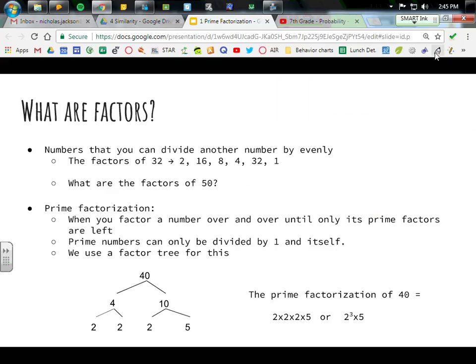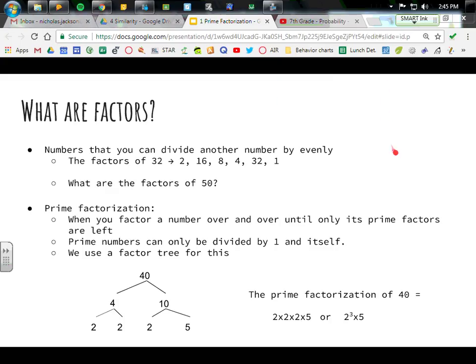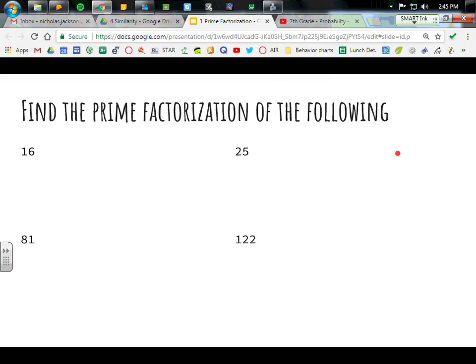All right, clear my ink up, and let's look at the next page. We're going to practice finding the prime factorization of these four numbers using a factor tree. So let's start with 16.